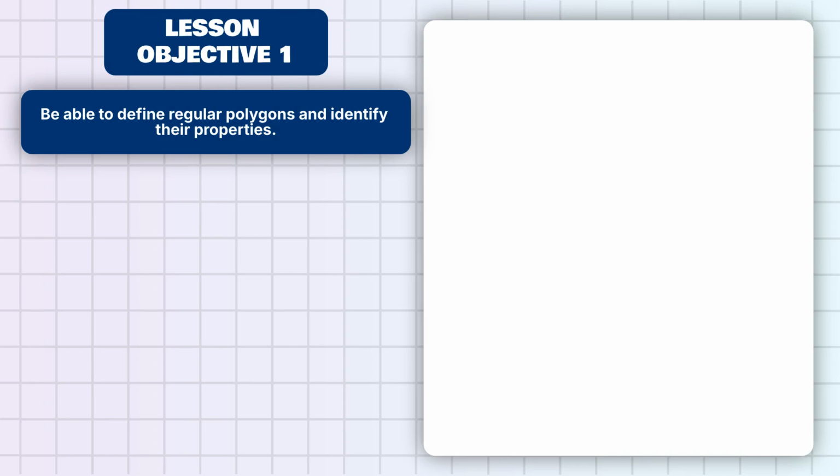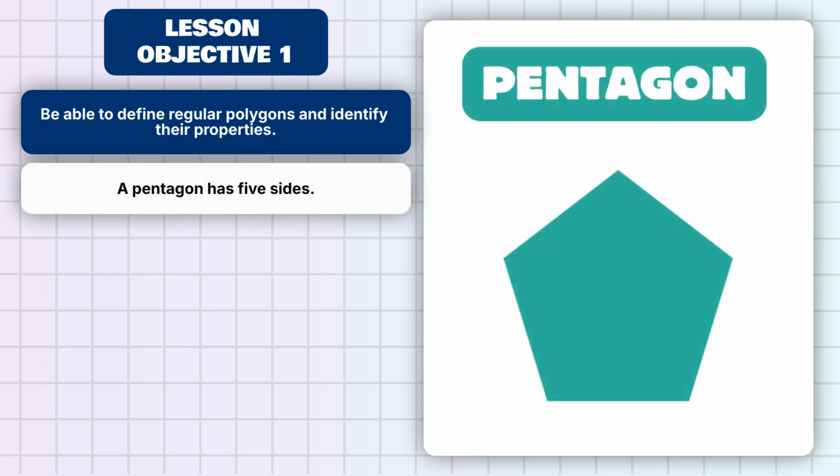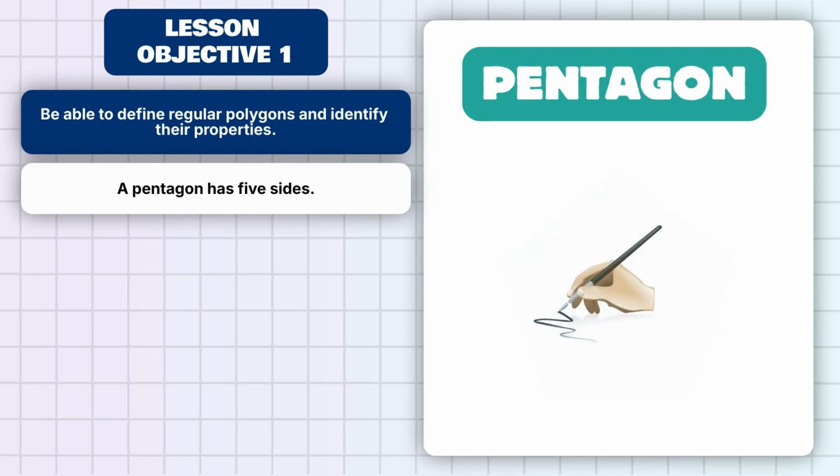To remember the names of these polygons, it might help to visualize them. Let's start with a pentagon, which has 5 sides. One way to remember this shape is to recall you're holding your pen in your hand. And your hand has 5 fingers, so a pentagon has 5 sides.